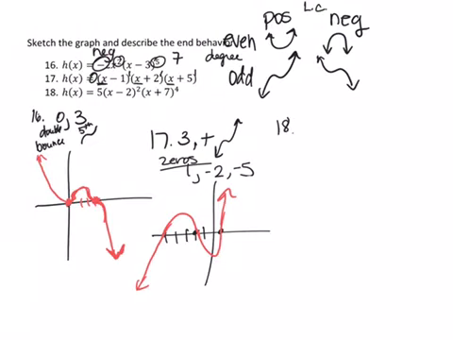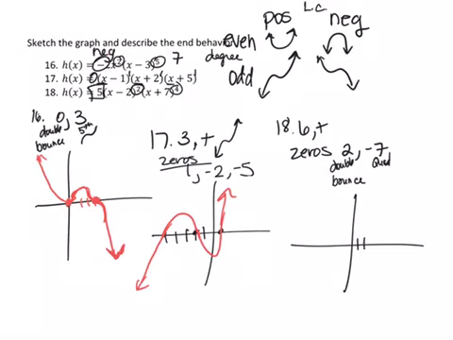And number 18, I have 2 plus 4, that gives me a degree of 6, and the 5 is positive, so it's positive. My zeros are 2 and -7, and this is a double, and this is a quadruple, but they act the same. They're going to bounce off both. So we have +2, -7, and if it's positive even, it's going to start up high, bounce, bounce, and end up high.